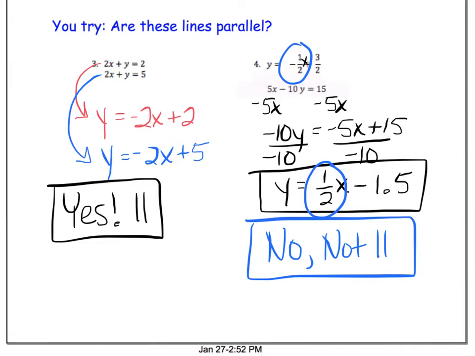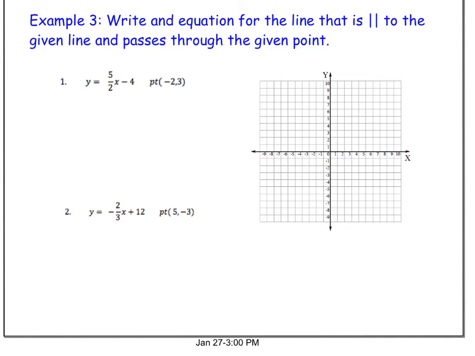So looking at example 1, you are given the equation y equals 5/2 x minus 4, and that's an equation for a line. If we graphed it, it would look like this. Now I am being asked to write an equation for a line that is parallel to the red one, and at the same time goes through the point negative 2, 3. Well, how do we do that?